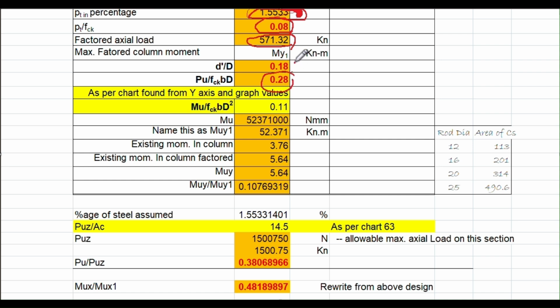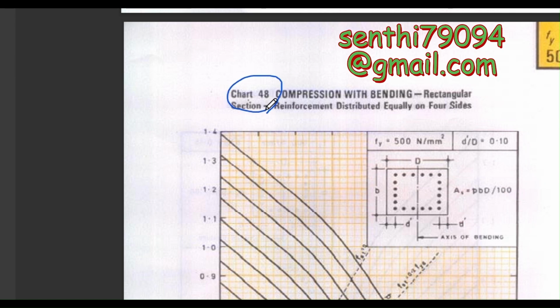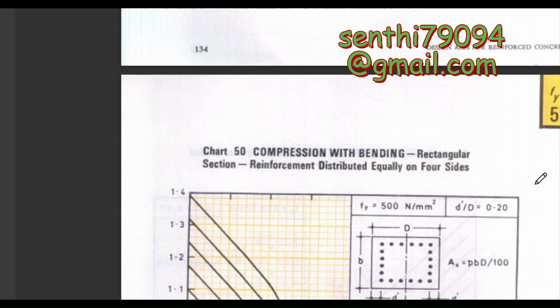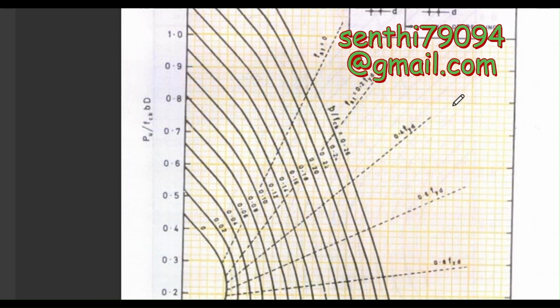So using these three values indicated in red from the chart, we are arriving at this value. Previously, we arrived at chart number 48, which is suitable for d dash by d value of 0.1. Now the d dash by d value is 0.18. For that, we should change the chart. D dash by d value is 0.2. This is the nearest value, so we can use this chart.